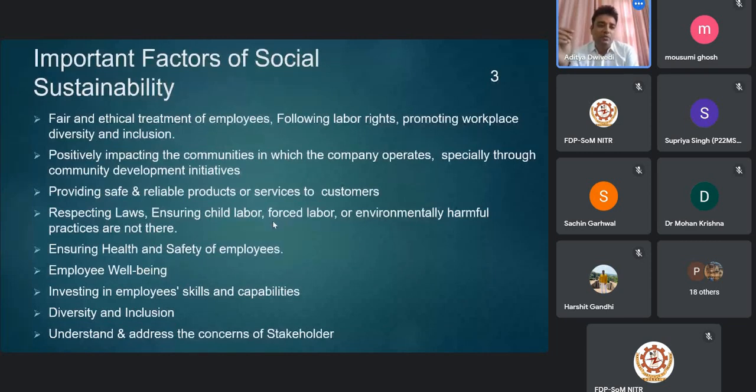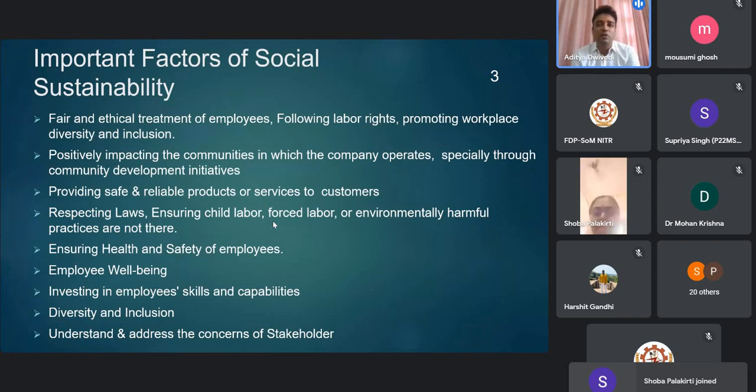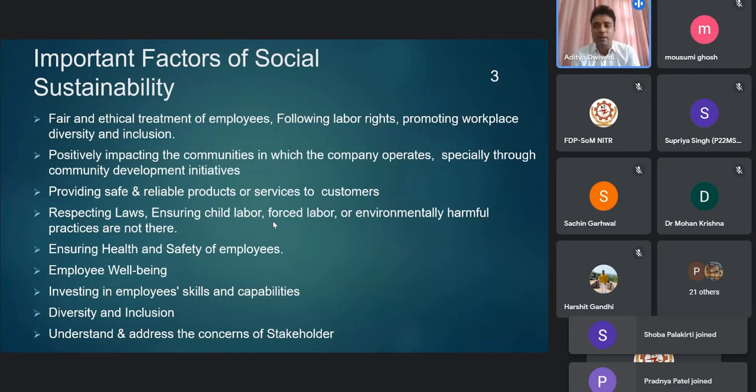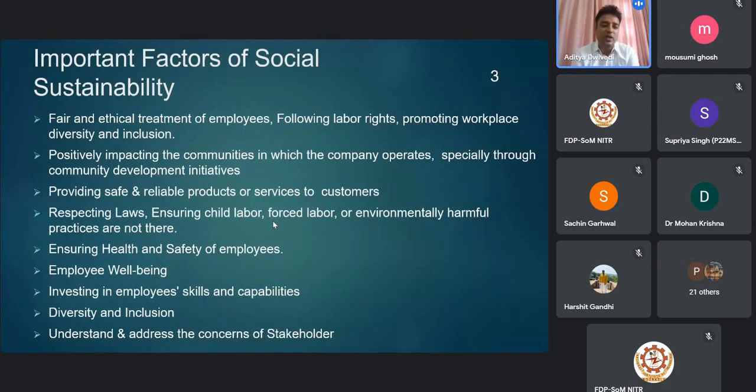Important factors of social sustainability are fair and ethical treatment of employees following labor rights, promoting workplace diversity and inclusion, and positively impacting the communities in which the company operates, especially through community development initiatives. When a company operates in a society, it leaves certain footprints, so it is the basic responsibility of the company to work for their upliftment. The company runs a lot of CSR projects. There is a process to assess the needs of the society. We discuss with responsible people like MLAs, MPs, Parshads and other public representatives. We go to Jan Samvad, talk to the public about their requirements, do a needs assessment, and finally decide what to do in terms of developmental projects. Diversity and inclusion is also part of social sustainability.